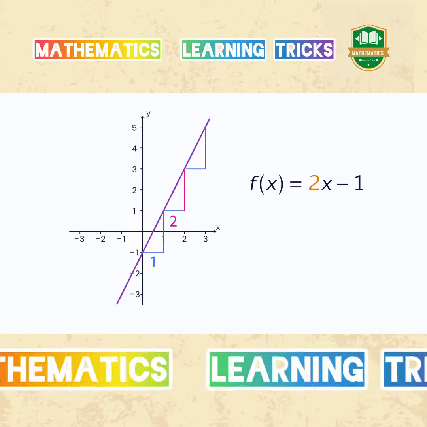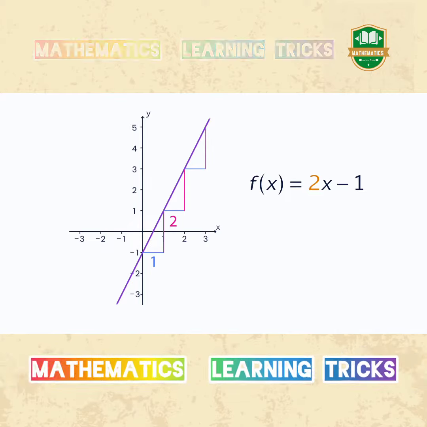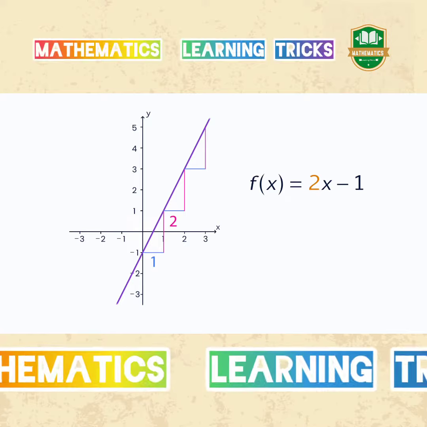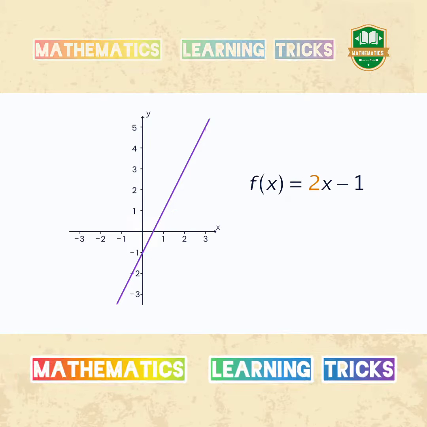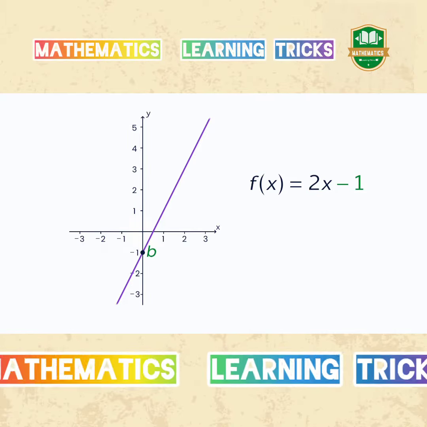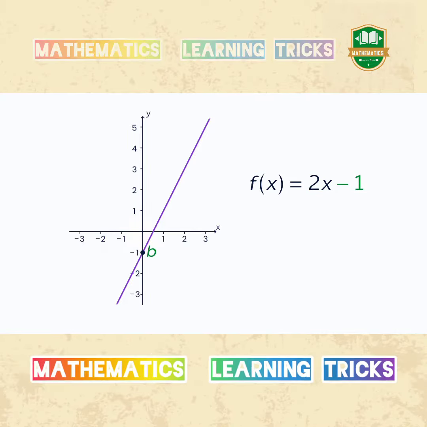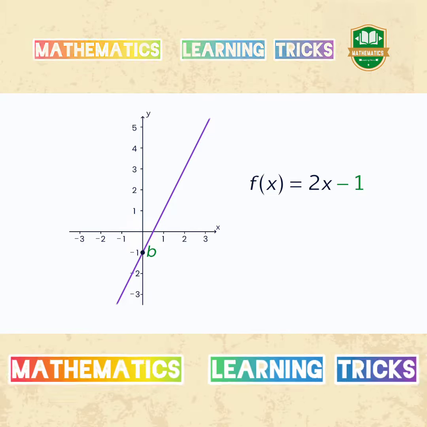Notice that this increase is constant. This is true for any linear function, and it's why the graphs of linear functions are straight lines. In this example, the y-intercept, b, is equal to minus 1. It tells you where the graph of the linear function intersects with the y-axis.